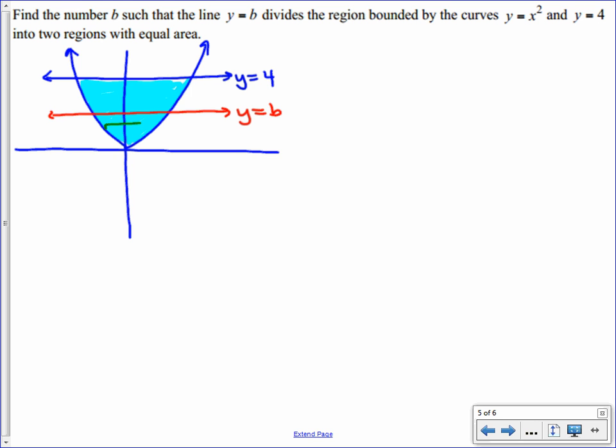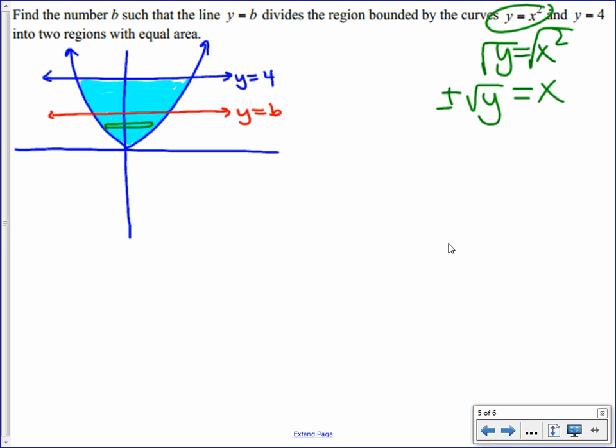Okay, let's talk about that. If we're going to go right minus left, then we need to solve this equation for x. So if y equals x squared, then x equals plus or minus square root of y. So this function is square root of y, and this function is negative square root of y.